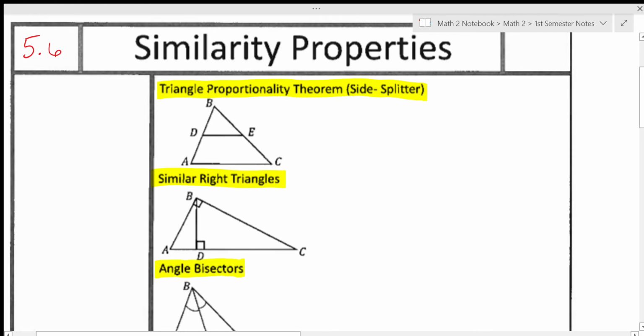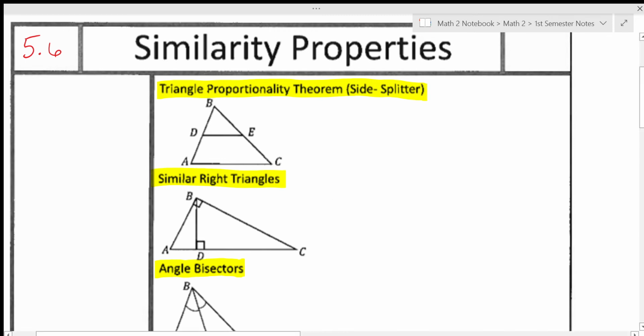We have the idea of similar right triangles, and then we have angle bisectors and a theorem involving them, and our triangles specifically again with similarity.